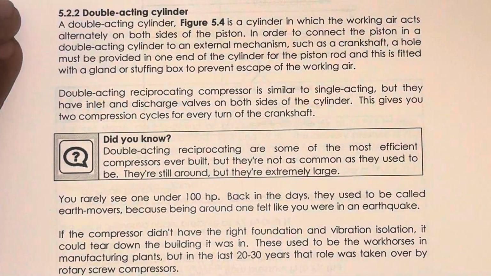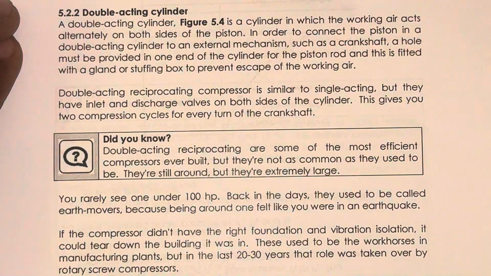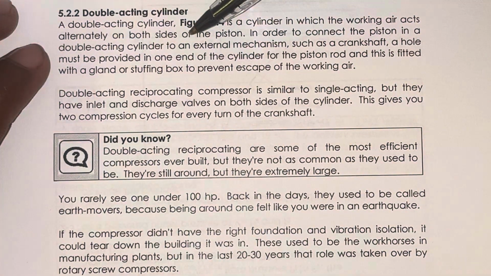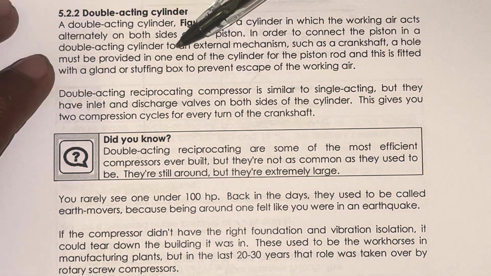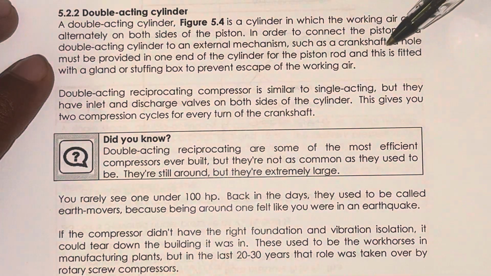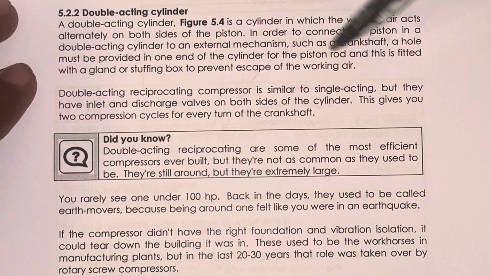So now we are going to talk about a double acting cylinder. A double acting cylinder, as indicated in the previous sketch, is a cylinder in which the working air acts alternately on both sides of the piston. In order to connect the piston in a double acting cylinder to an external mechanism such as a crankshaft, a hole must be fitted in one end of the cylinder for the piston rod, and this is fitted with a gland or stuffing box to prevent escape of the working air.